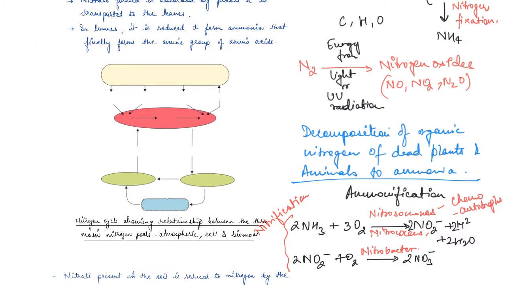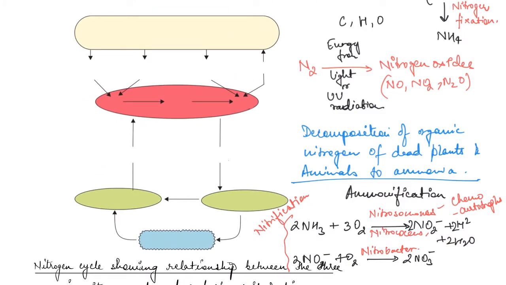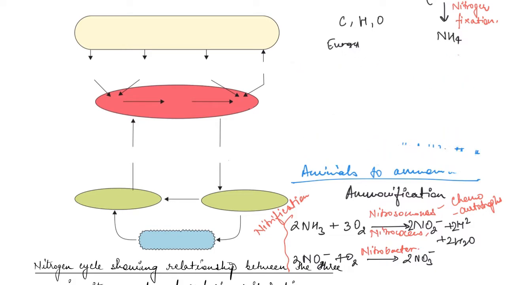So let's see the exact nitrogen cycle in the form of a flow chart, right? So what is happening is, one, we have atmospheric nitrogen, right? Now there are multiple processes by which it is fixed. One can be biological nitrogen fixation.